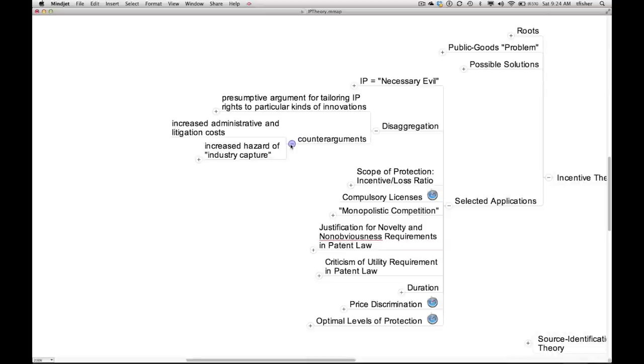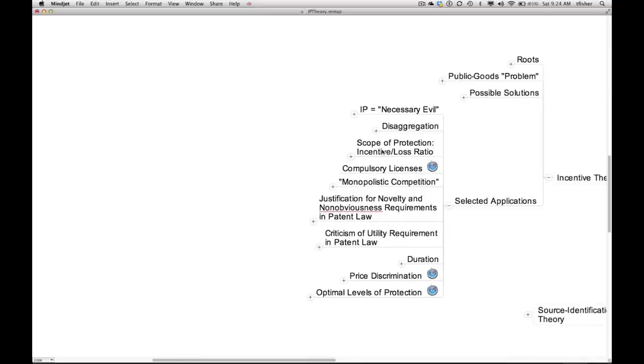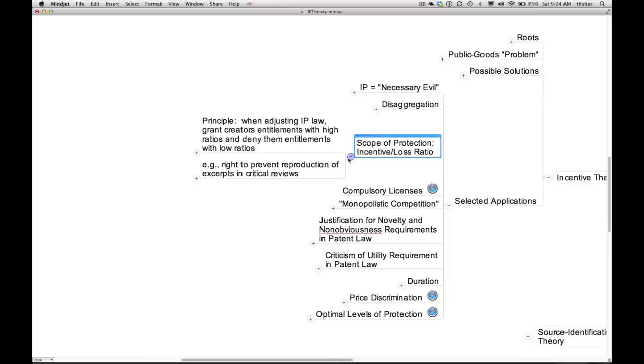A third application of the welfare theory consists of a guideline for comparing the relative desirability of the various rights that we might give to copyright owners. Specifically, it suggests that when choosing among possible rights, we should attend carefully to the ratio between the incentives generated by each entitlement and the social welfare losses that come with it. Other things being equal, we should strive to give copyright owners entitlements that have large incentive to loss ratios and deny them entitlements that have low ratios.